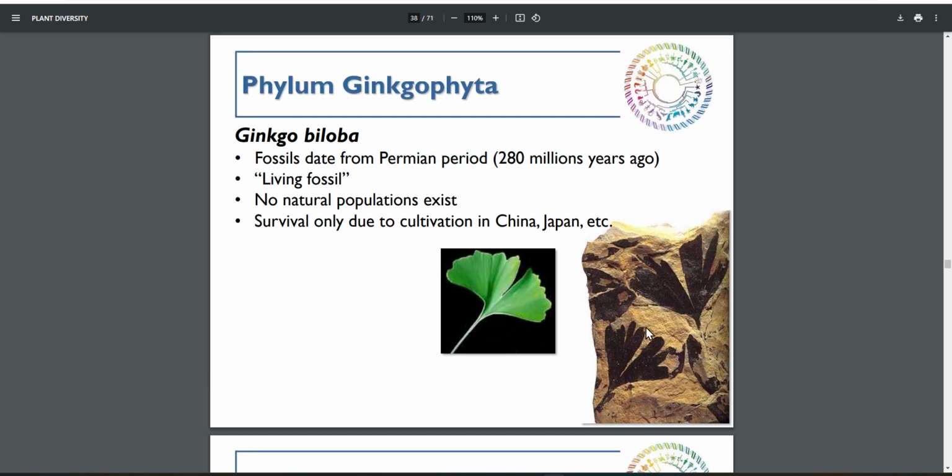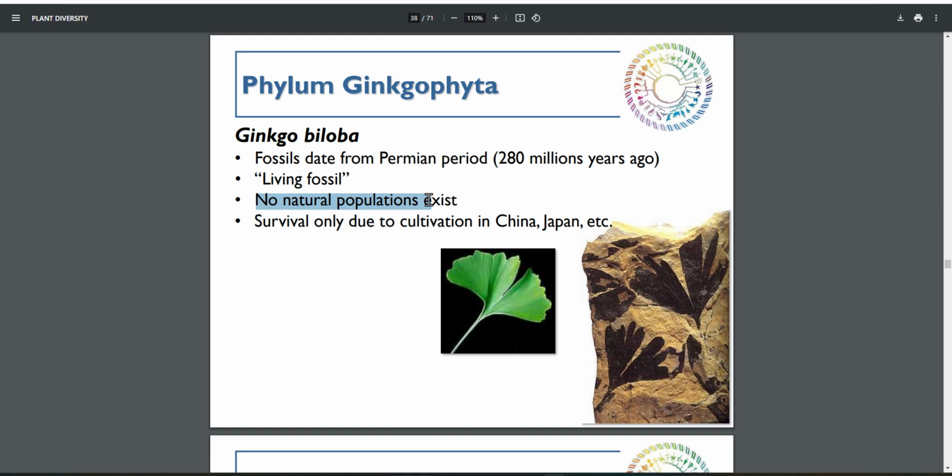So about, maybe not this one, but who knows? I'm not sure if this is from the Permian period. It is 280 million years ago, and Ginkgo biloba is considered a living fossil. That means that this one, the current surviving member, looks very similar to the ancient ones.